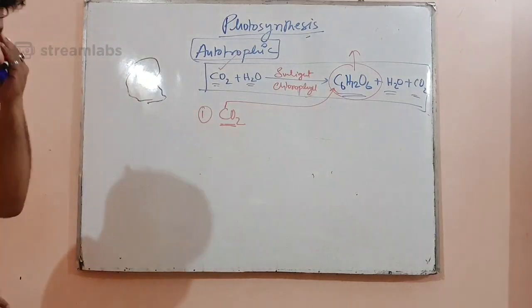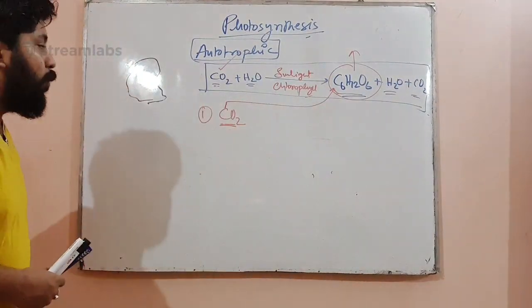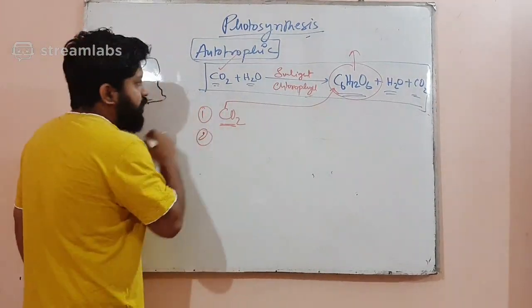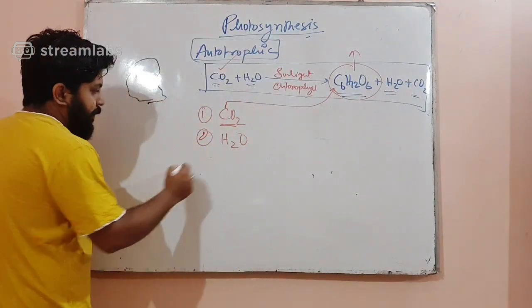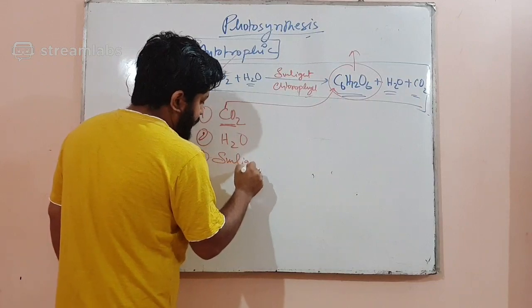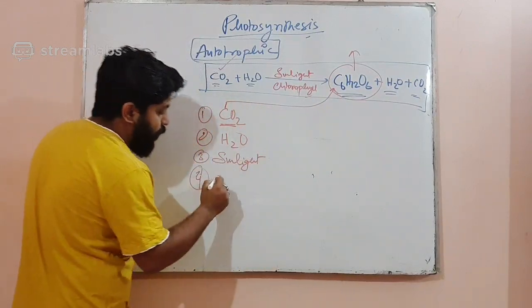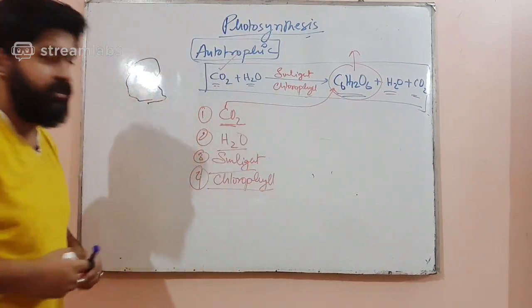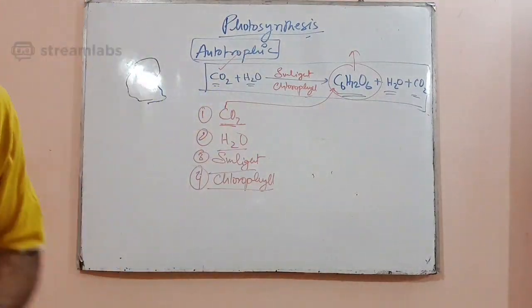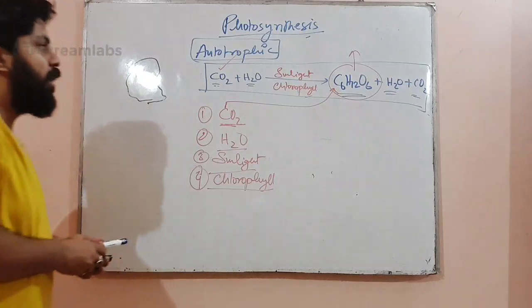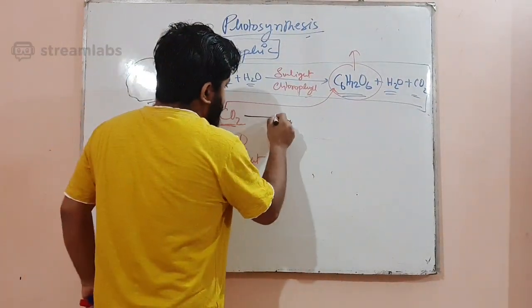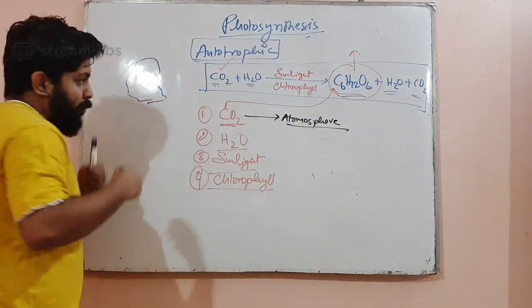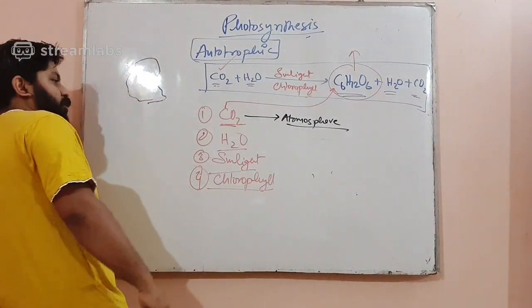Now, I am coming into the photosynthesis part here. What is happening here is that CO2 is required, first of all. Second, H2O, that is water, is required. Third, sunlight is required. And fourth, chlorophyll is required. So these are the four things that are basically required. Now what happens here is that we take the CO2 from the atmosphere. I mean the plants. Here we mean plants. The plants take the CO2 from the atmosphere.